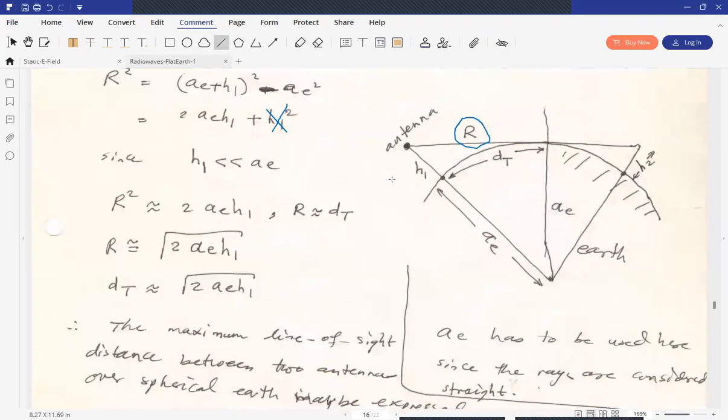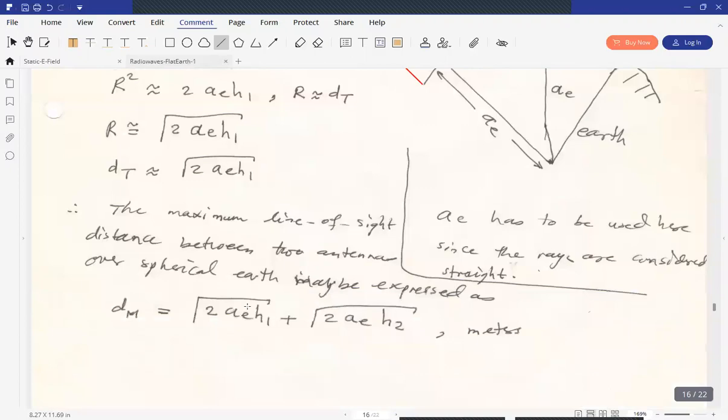If you put here the same height, but at a larger distance, you will see that the straight line cannot reach the receiver. See, if you connect it, it will enter the earth, so it cannot reach the receiver. So the maximum distance between transmitter and receiver, where there is a line of sight, will be dt1 plus dt2. dt1 is the square root of twice ae h1, and dt2 is the square root of twice ae h2. As you can see, this is dm. We call it dm.